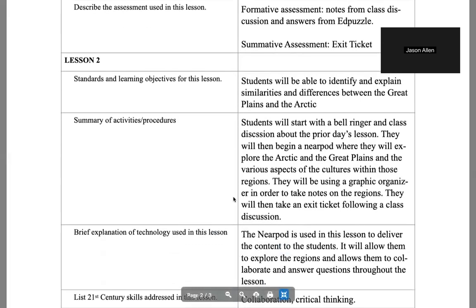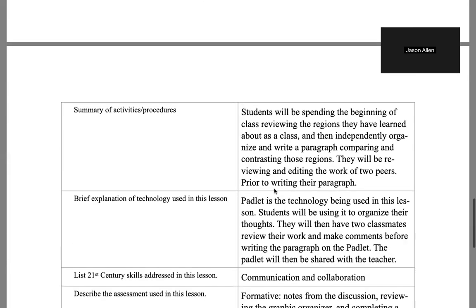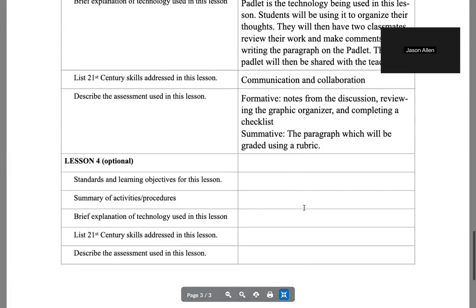Lesson two is the exact same thing on the template, but as you can see, this person was going to use Nearpod in the second lesson. So that's a different technology. Boom. And then they have it. Then in the third lesson, they used Padlet. Boom. And they're listing all their communications, collaborations, and things like that.